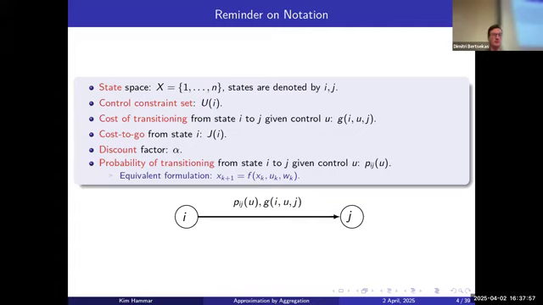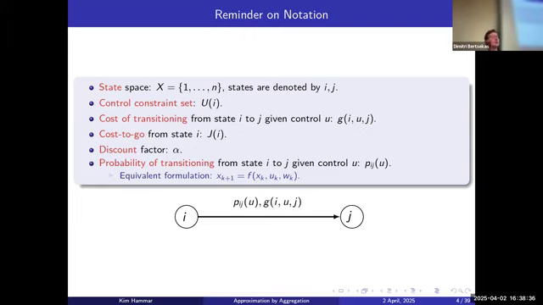So let me just start by briefly reviewing the notation that I will use so that we're all on the same page. I will denote the state space by capital X, enumerated from 1 to n, and the elements in general will be denoted by i and j. The control space is denoted by capital U, and the available controls at a given state is denoted by U of i. And the stage cost is denoted by g, cost to go by capital J, discount factor by alpha, and we will consider stochastic systems that are defined in terms of transition probabilities.